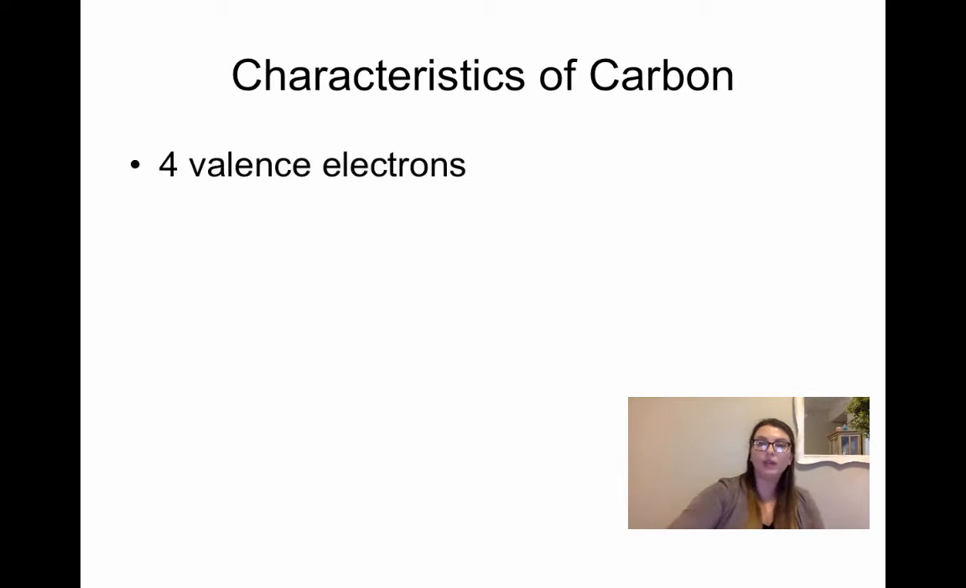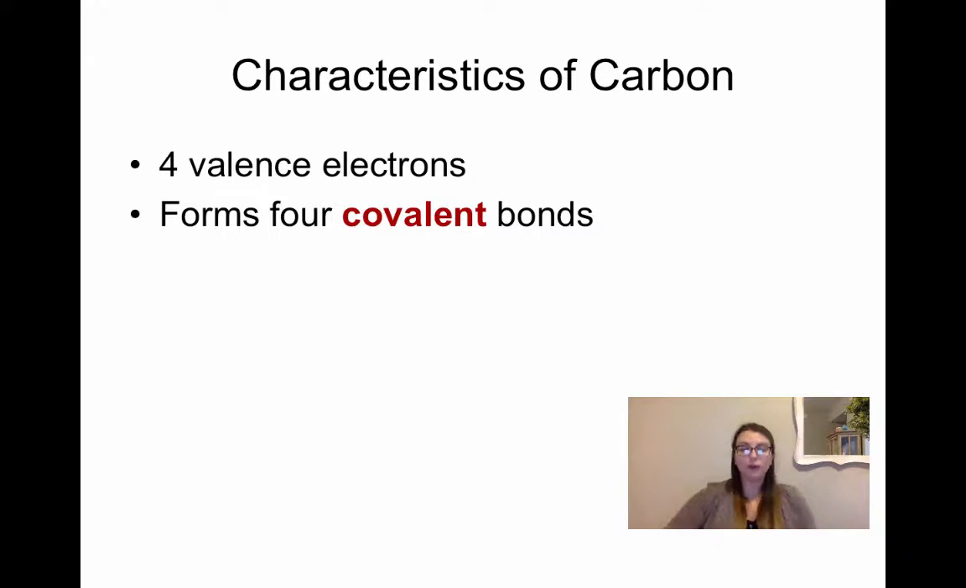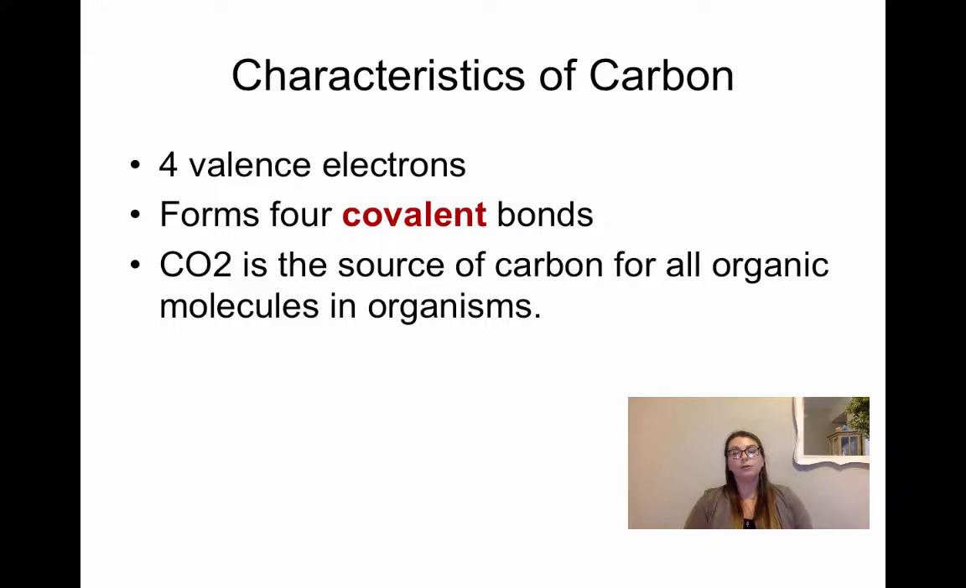So carbon is unique because it has 4 valence electrons, which allows it to form 4 covalent bonds, which, if you remember from our last lecture, we discussed that covalent bonds are the strongest type of bonds. So CO2 is the source of carbon for all organic molecules in organisms. So it's very important. CO2 is vital to life.